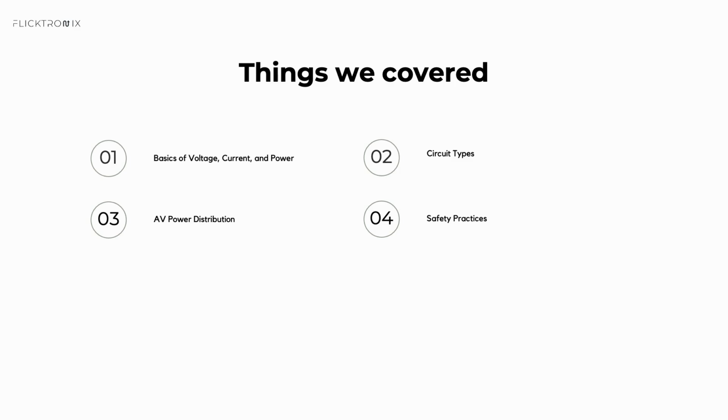Here is what we covered in this video. We covered the fundamental concepts of electrical power in Pro AV systems, from the way current flows to how circuits are structured to how we design for safety. Current and power, circuit types, AV power distribution, grounding and safety, and temporary versus fixed install best practices.